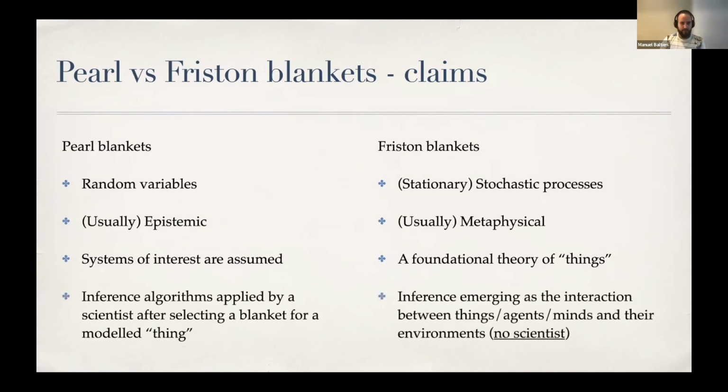More importantly, once we assume a system of interest, Pearl blankets become part of an inference process, and the inference process is actually done by a modeler on a system with a model. Friston blankets, on the other hand, take away the scientist, take away the modeler, and they tell us that within the system we are looking at, there is something doing inference about something else. So it's a very different perspective. Honestly, a very interesting one. The question, I guess, is whether that is really what is happening.